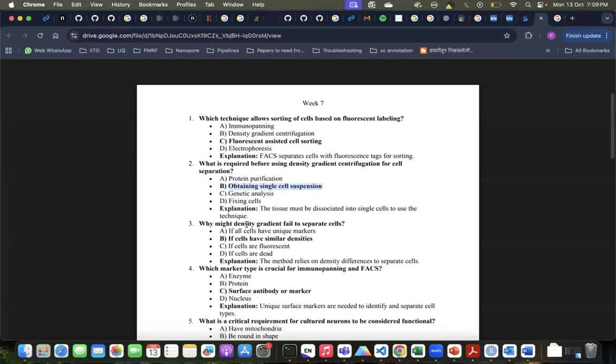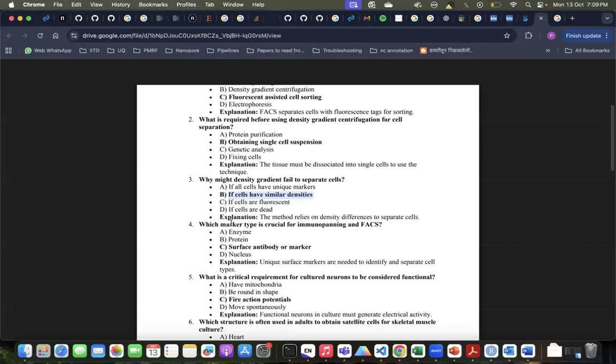When or why might the density gradient fail? That would fail if your cells have similar densities, and that's why you have FACS or immuno-based methods. So which marker type is crucial for immunopanning and FACS? So that's a surface marker.